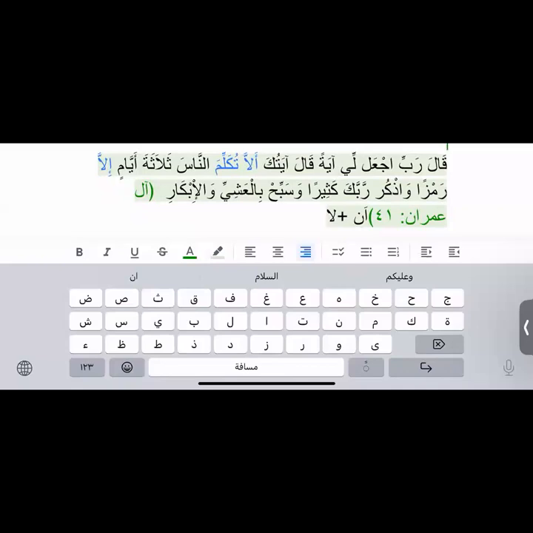So now, tukallima. What is this word tukallima, my dear sisters? Is it an ism? Is it a... It is mudare. Mudare, what is the status of this mudare?